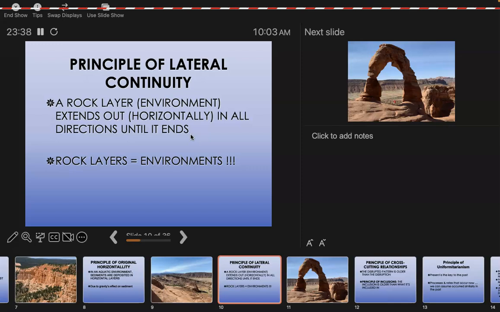What we're trying to do here is make the connection that rocks are products of an environment. All right? Not all environments produce rocks. Sometimes they actually erase rocks. Okay? We call them depositional environments. I don't want to get ahead of myself, though. And then there's erosional environments. But environments can produce rocks. So rock layers are the environment. They're what's left of the environment.